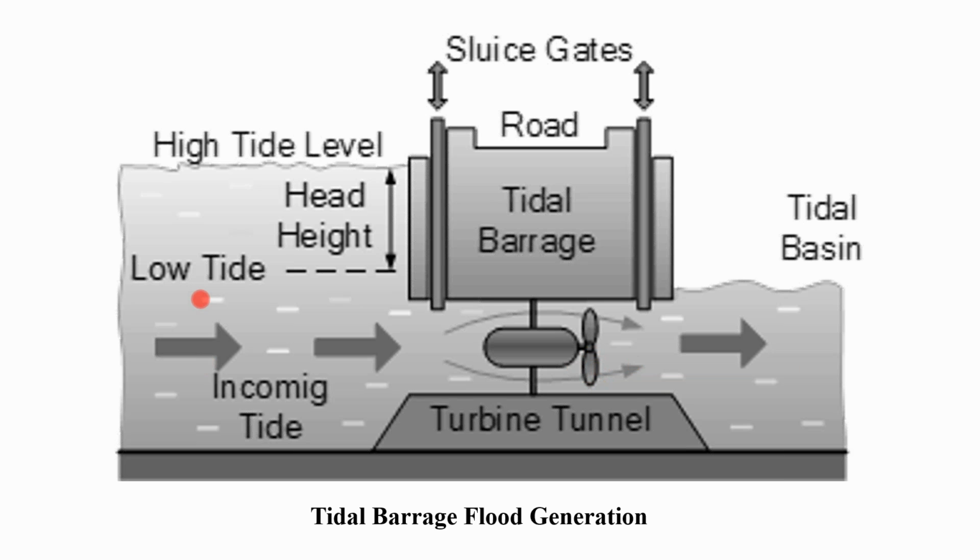So, low tide and high tide. What does this mean? Usually tides are produced above the sea level, so the low tide will be present at the bottom. The incoming tide will be at the very bottom. So this is called a tidal barrage system.